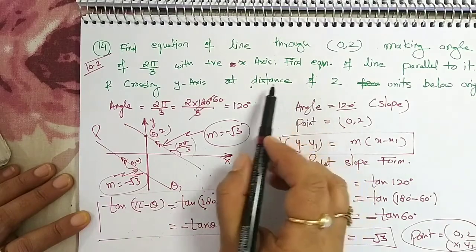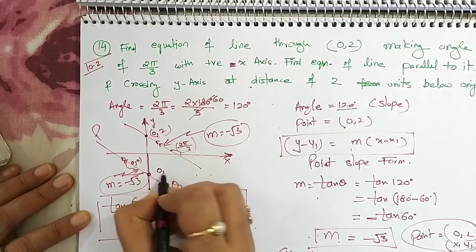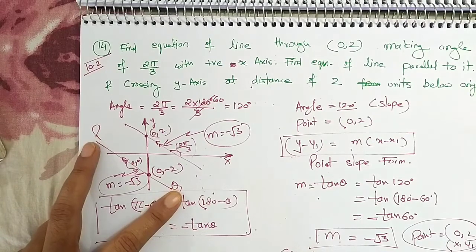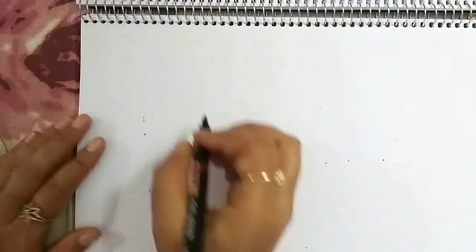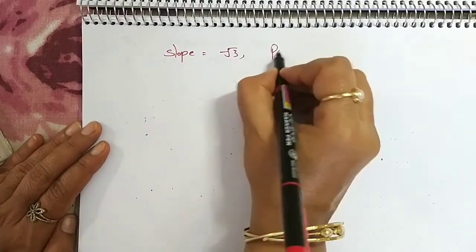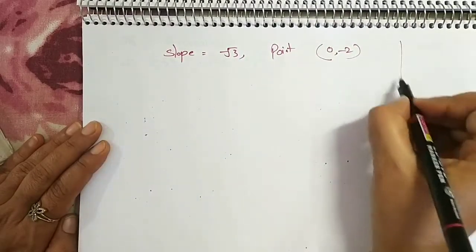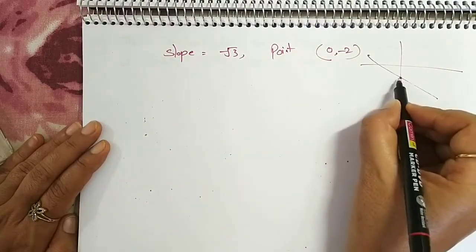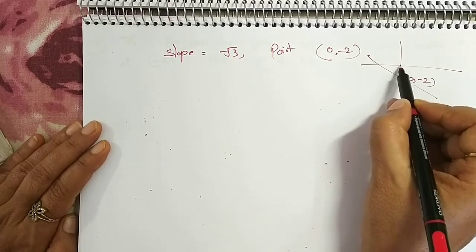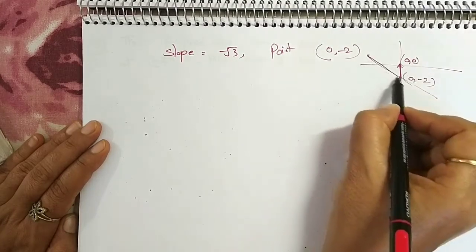And it is passing through one point which is given, 2 below. So what is this point? 0 comma minus 2. This point is given, and they're asking for the equation of this line. So again we will apply the same thing. You can say the slope given is minus root 3 and the point given is 0 comma minus 2. Why? Because we see the line is here, passing through 0 comma minus 2. They are saying below the origin, unit 2, so the line is passing through this point.